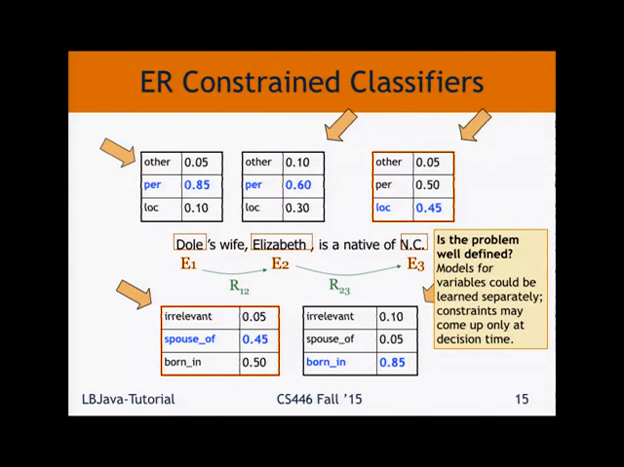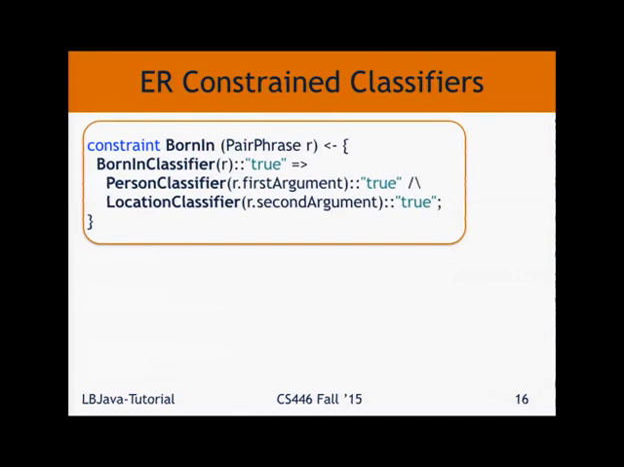Maybe we should look at the global constraint, and relate the decisions that these classifiers make together. Just to give you an idea of how easily we can write such a constraint in LBJava, you can just say, okay, I have a constraint which is called born-in, and I write that the born-in classifier should be true. If the born-in classifier is true, then the person classifier and the location classifier should both be true. So this relationship holds between a person and a location. You see that this is really a first-order logic expression, a logical expression.